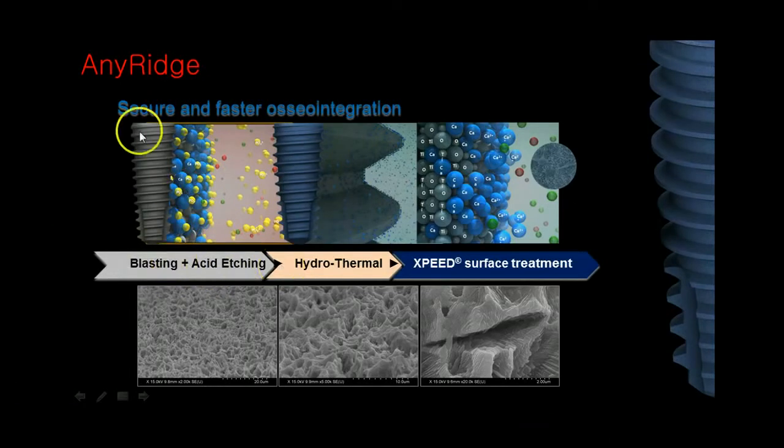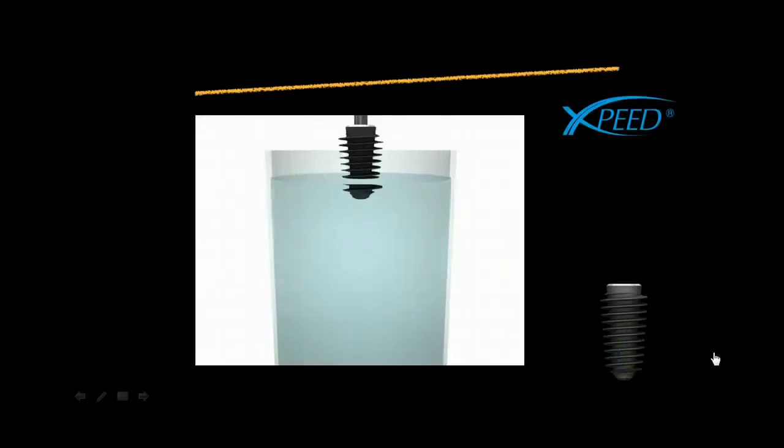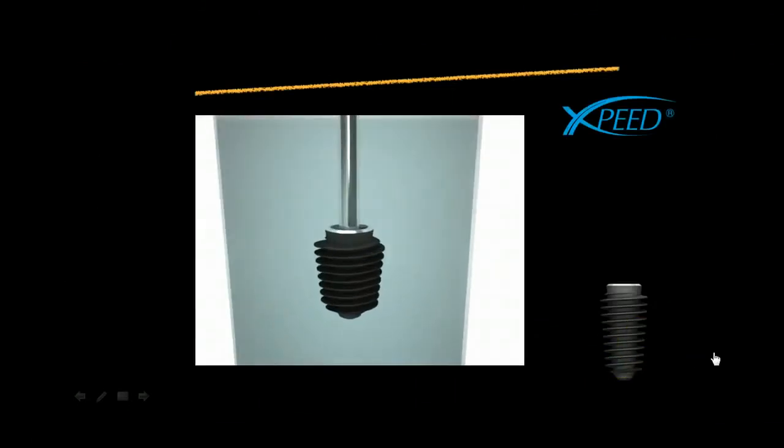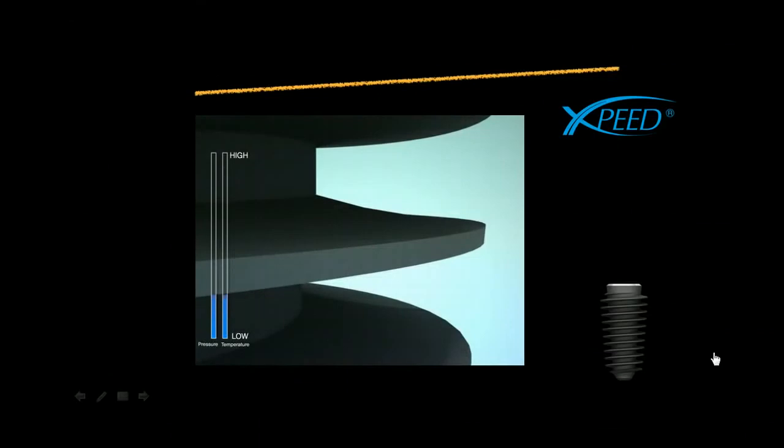Okay, and then we take that implant and put it through a hydrothermal process, and it results in the X-Speed surface treatment. So the actual implants are now color-coded blue once the treatment has gotten onto the implant. So here you see an animation of the treatment itself. Again, it is a hydrothermal treatment.